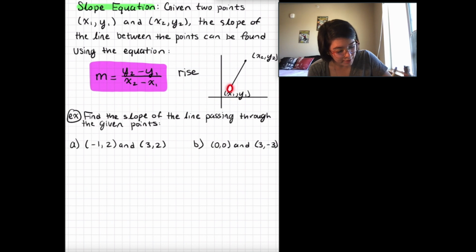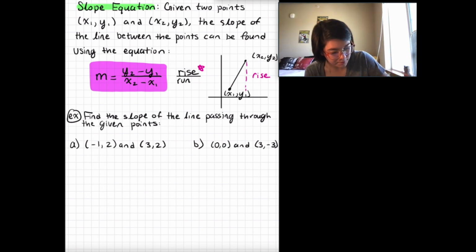So here's our y1. Here's our y2, starting here. And we're going to our y1. So this is our rise. When we're looking at the difference between our x-coordinates, we're looking at the run. So we call this over run. So that's the change in our x-coordinates.